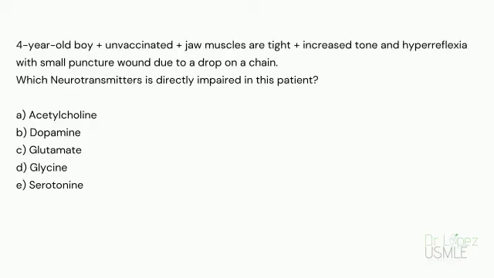Let's see, it says release of which is directly impaired. The real question is, what does glycine do? Stimulates. Interesting. So if I block glycine, then I have less stimulation. This patient was all rigid, yeah? So maybe it's the other way around.